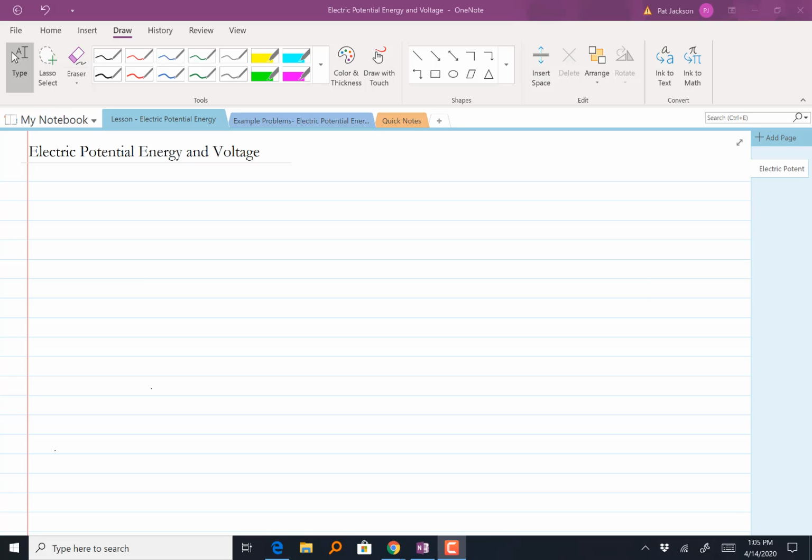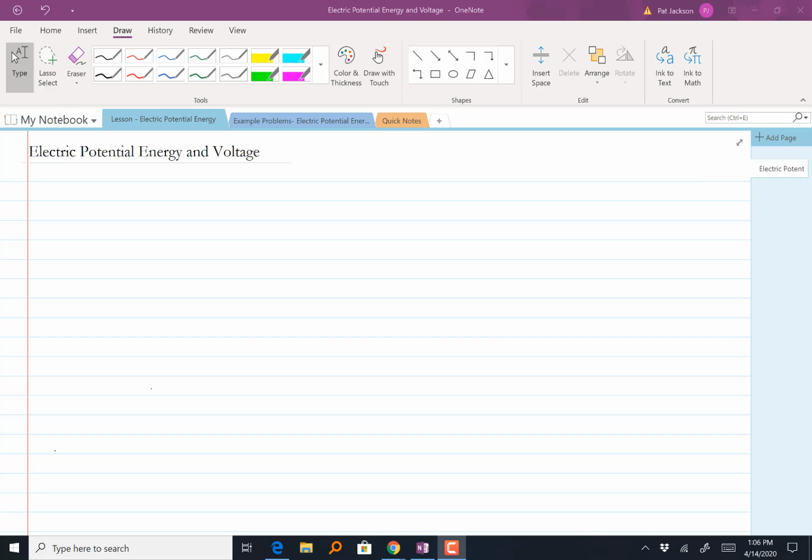So this week we're going to be looking at electric potential energy and voltage and the relationship between those two, and we're going to be working on an example problem using the conservation of energy with the electric potential energy. But let's just do a quick review of some of the things that we've been looking at so far.